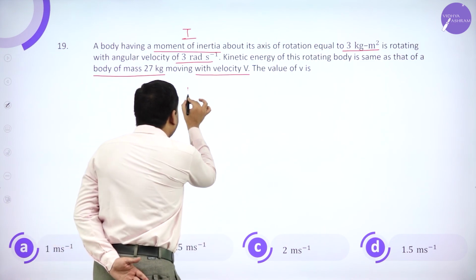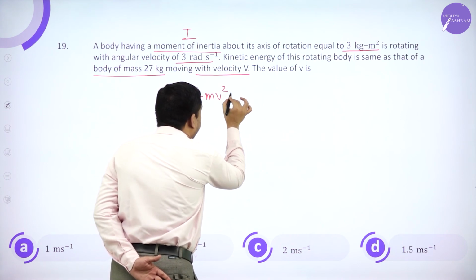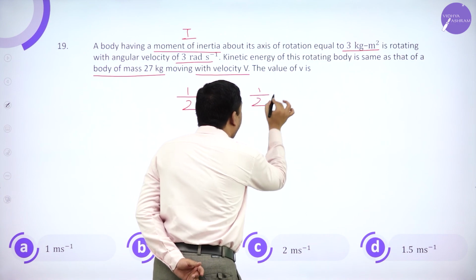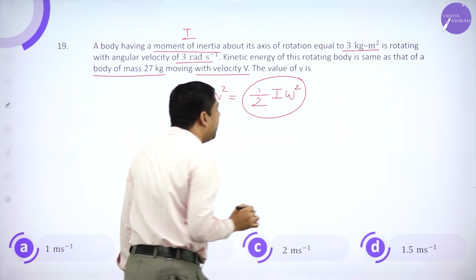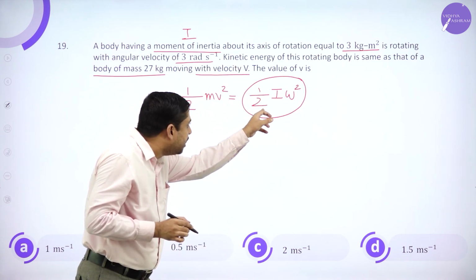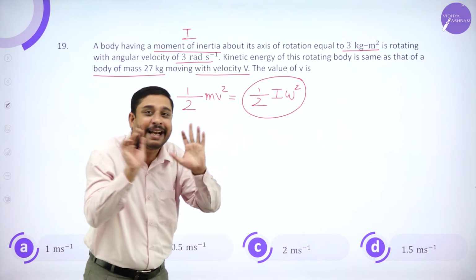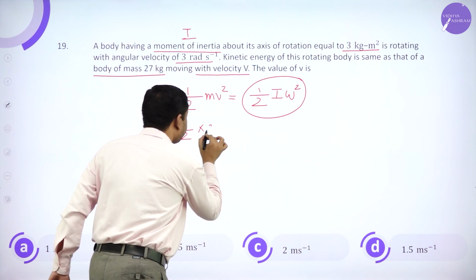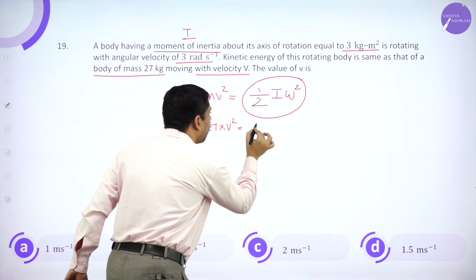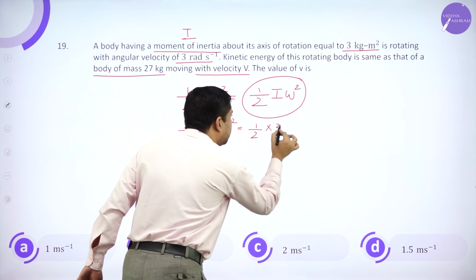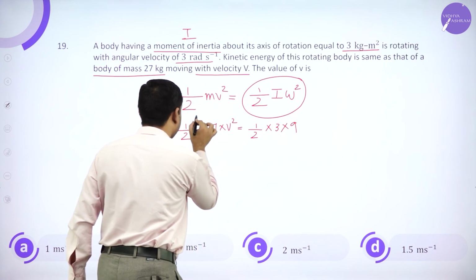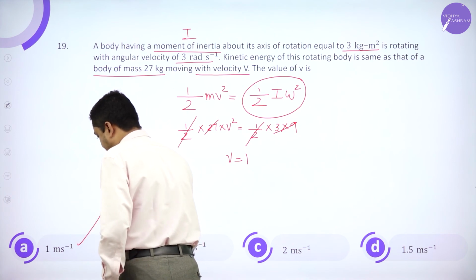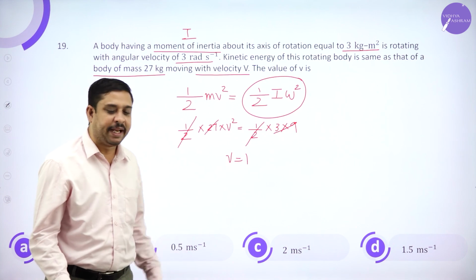Kinetic energy expression ಏನು? Half mv square is equal to kinetic energy of a rotating body half I omega square. ಇದು ನೆನ್ಪಿಟ್ಕೊಳ್ಳಿ ನೀವು. This is the expression for kinetic energy of a rotating body. I is moment of inertia. So half into mass is given 27, into moment of inertia is 3, omega is 3, omega square. So 27 and 27. So V is 1 meter per second. See, very simple. So the velocity is 1 meter per second.